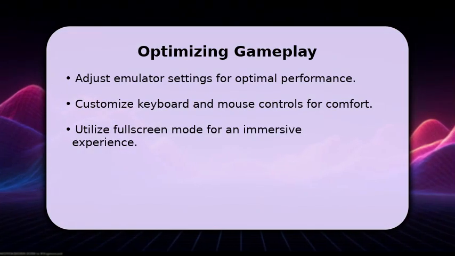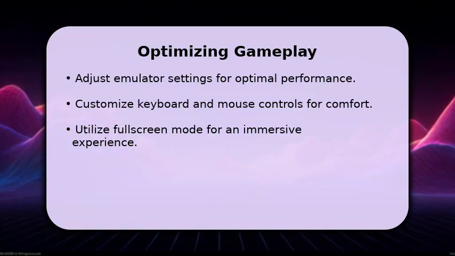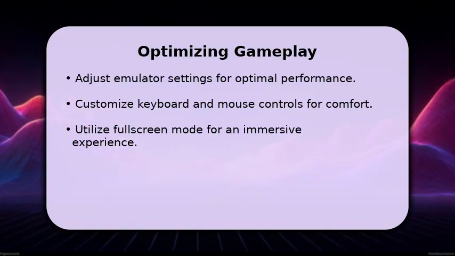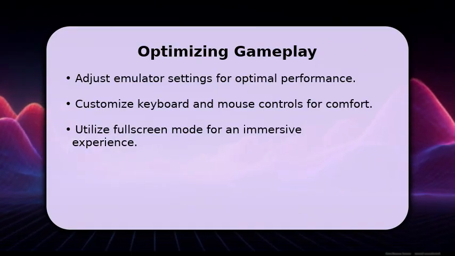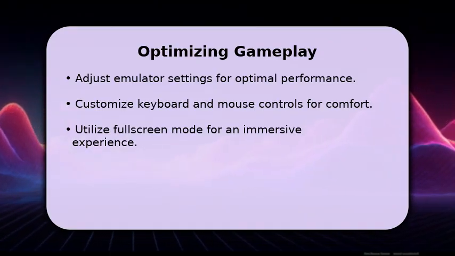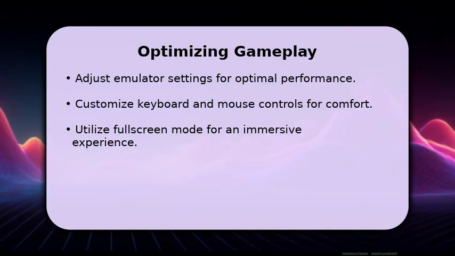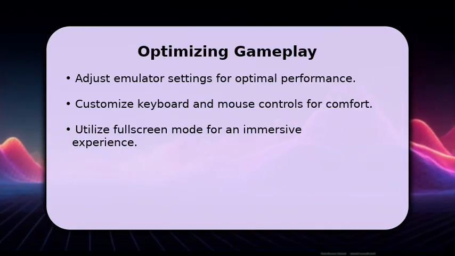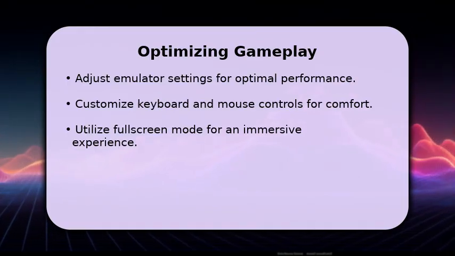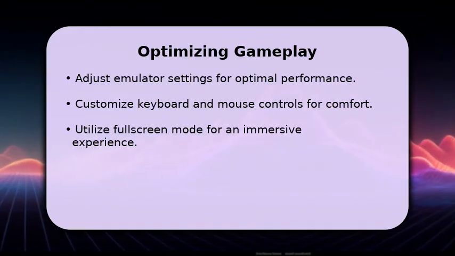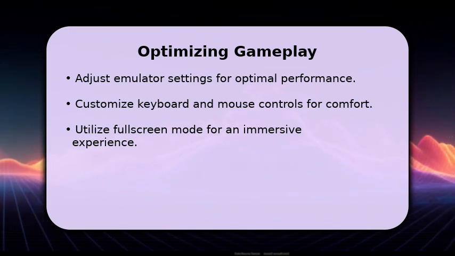To enhance your gaming experience, adjust the emulator settings for optimal performance, such as allocating more RAM or CPU cores if available. Customize your keyboard and mouse controls for maximum comfort and precision during battles. Playing in full-screen mode offers a more immersive view of the arena. Remember to keep both your emulator and Clash Royale updated to enjoy the best stability and new features.